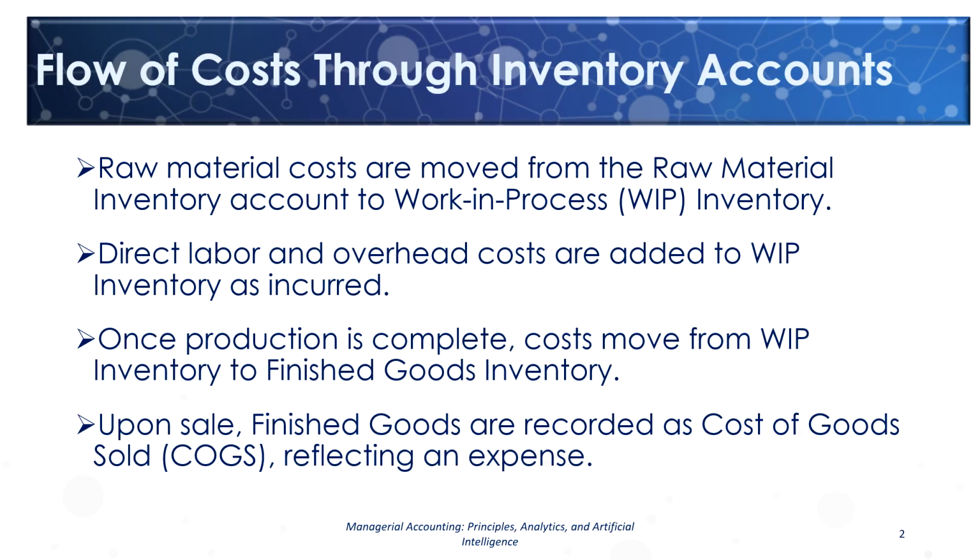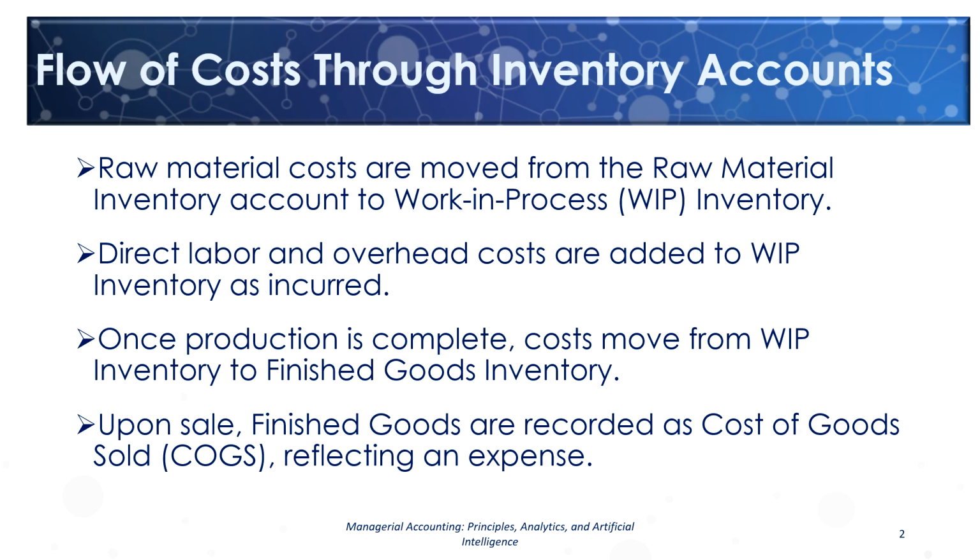Raw material starts in raw material inventory. When materials are used in production, they move into work in process inventory. As labor and overhead are incurred, those costs are added into work in process. Once production is complete, the costs move from work in process into finished goods inventory. Finally, when the finished goods are sold, the cost moves from finished goods into cost of goods sold, which is an expense on the income statement.